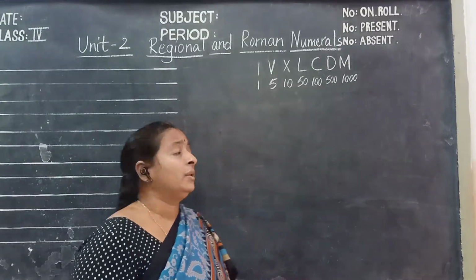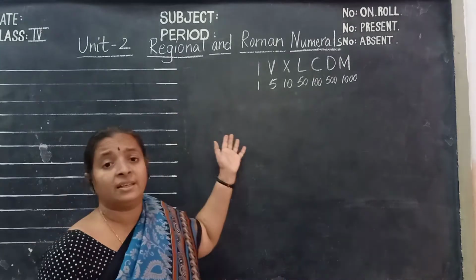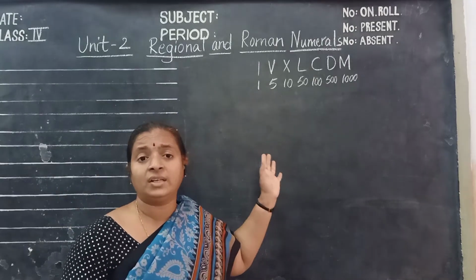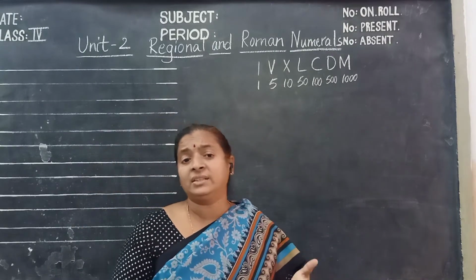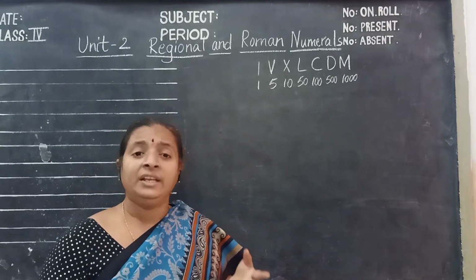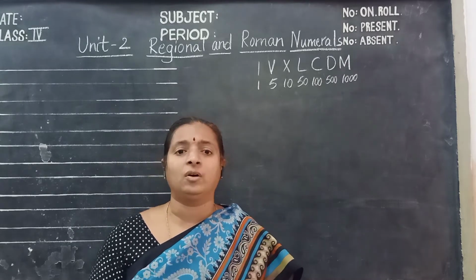See children, now I am going to explain to you, in this lesson, ascending order. Children, what is this lesson? Number, regional and Roman numerals. Now we are dealing with Roman numerals. In these Roman numerals, a small concept is there: ascending and descending order.